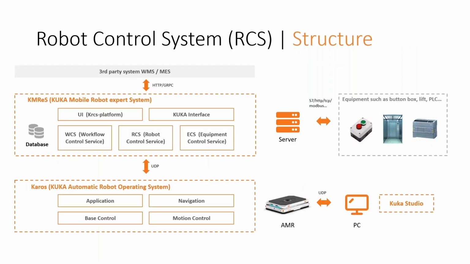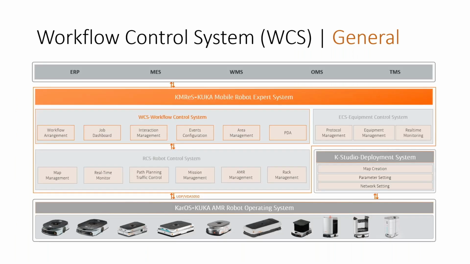The structure of the RCS is such that we have the bottom layer, which is doing the application, navigation, base control, motion control to the platform. We're doing UDP normally, and then we're able to interface up through and provide a UI to the working systems below. There's an interface to the WCS, there's an interface to ECS. And then we are able to use that ECS system to talk out to external equipment, doors, buttons, appliances, etc.